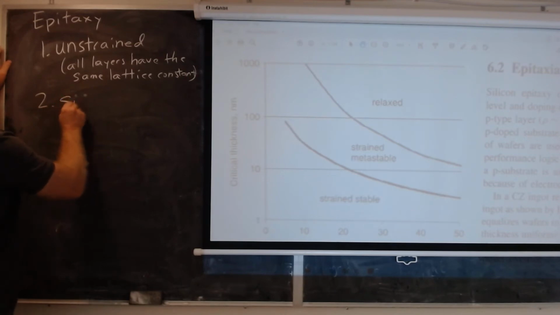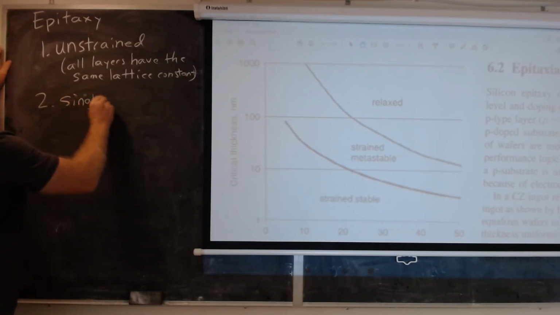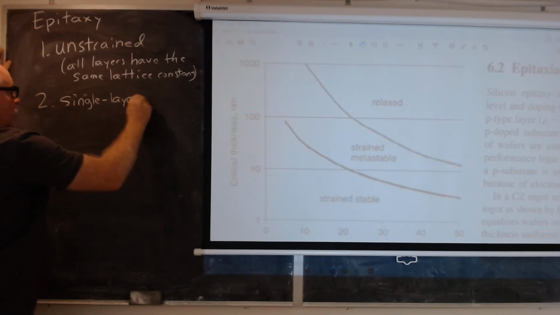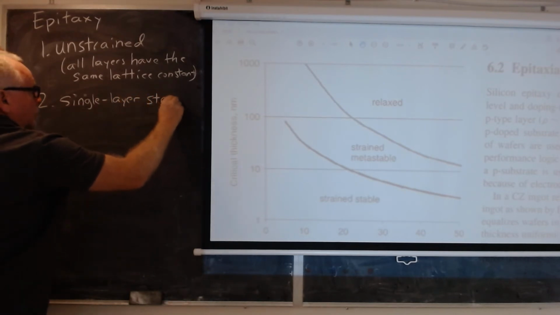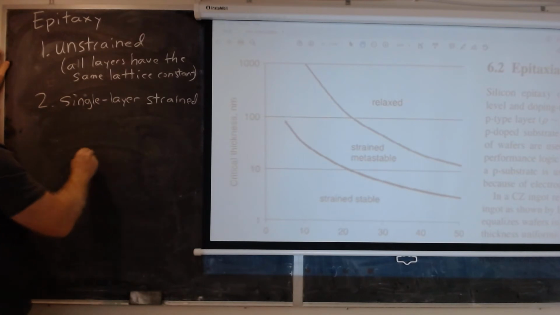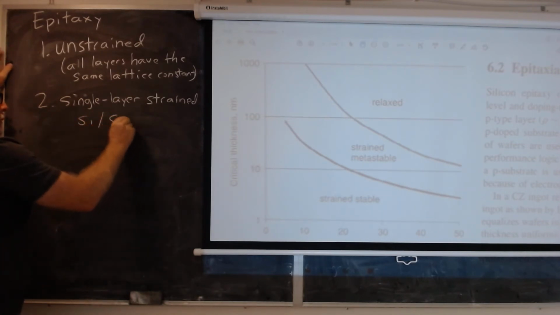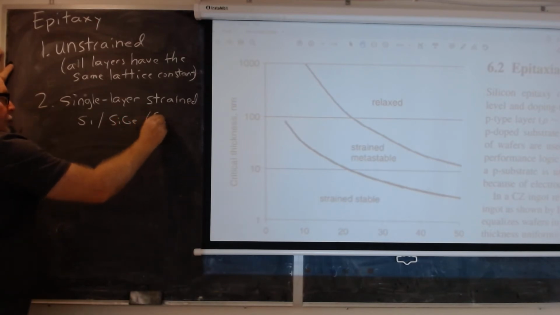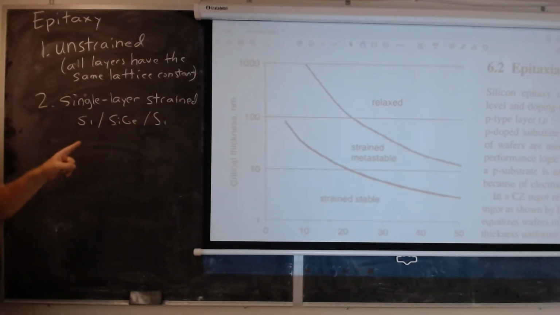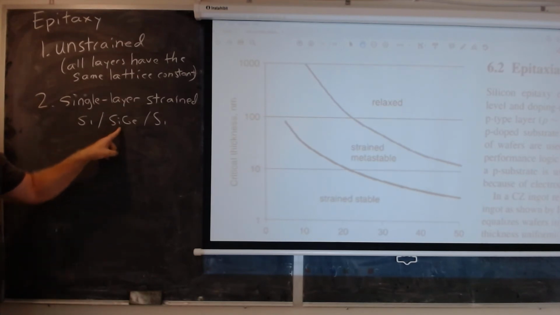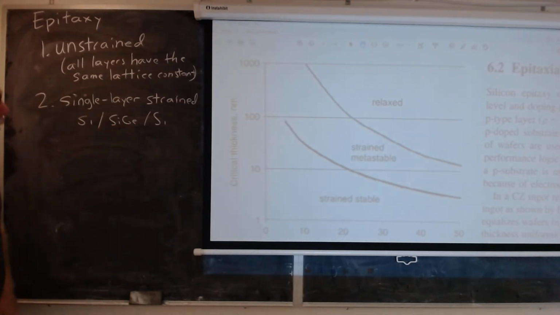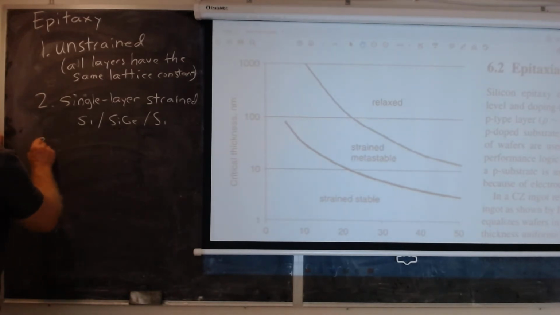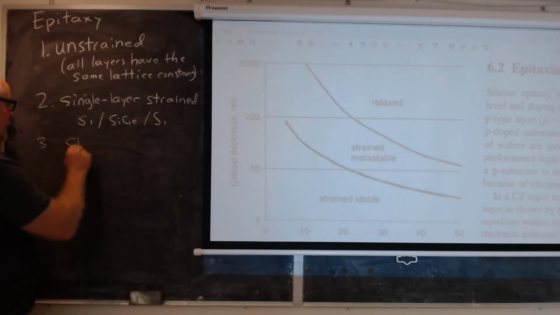There's single layer strained. And that's, for example, silicon, germanium, silicon. So everything is at the silicon lattice constant, including this. It doesn't want to be, but it's okay with it for as long as this isn't too thick. All right, and then there's a third, which is strain balance.